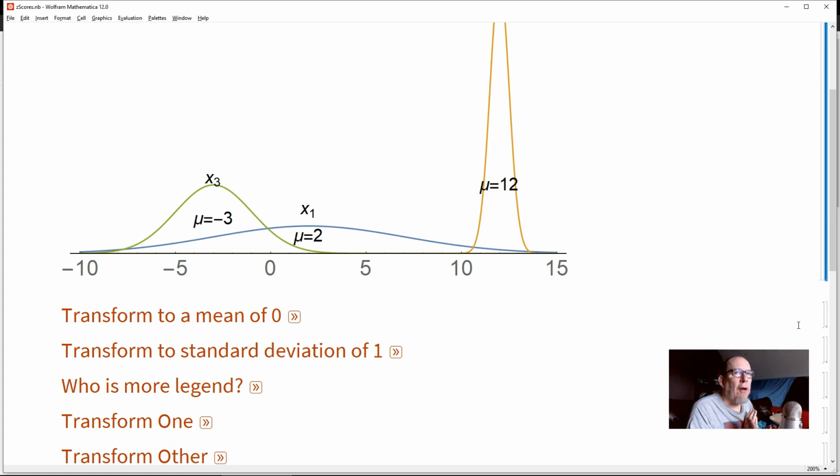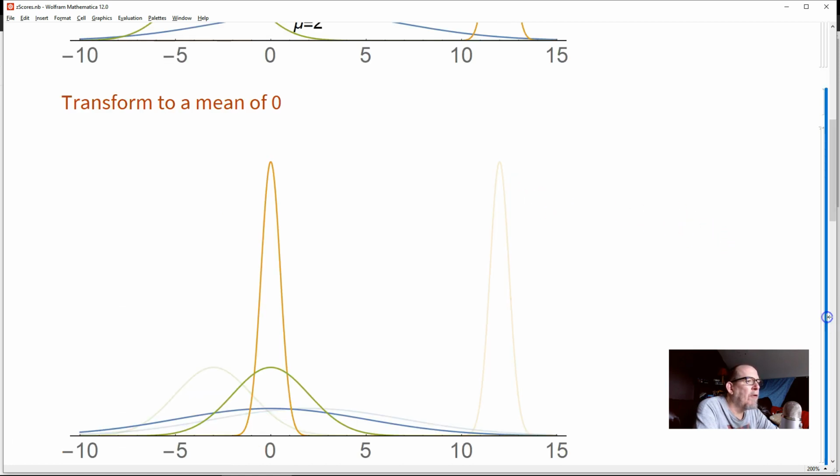And how do I do that? Well, translation in algebra is just by subtraction. So I'm going to subtract the mean from each of these distributions and force them to go to 0. Now notice one mean is negative, the other two means are positive. And yes, you have to think about the fact that when you subtract a negative, you get a positive. All right, let's take a look at that picture.